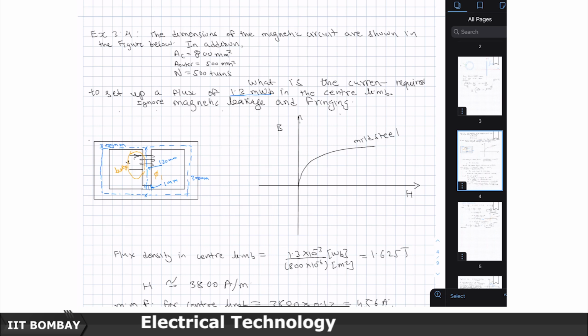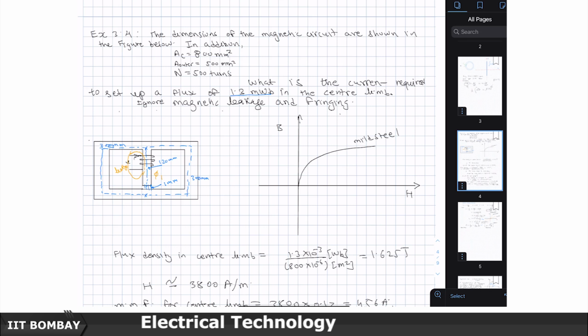If you have to account for fringing, you would usually be told to take 10% extra area of cross section or 5% extra area of cross section to account for fringing in the air. But in this particular case, we are saying ignore magnetic leakage and fringing.